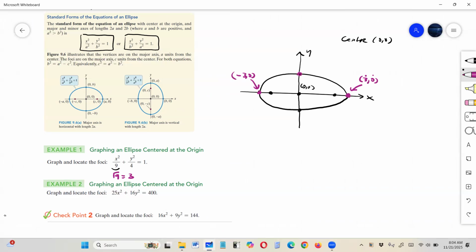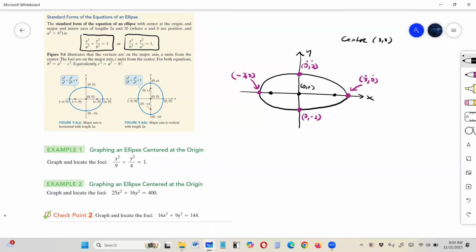Now, for these two locations right here, which you can call maybe the minor axis, the square root of 4, which is 2. So 2 units up from the origin, 2 units down from the origin. So this is 0, 2, right? X and y coordinate, and 0, negative 2. Okay, so I found the four outer points, the two vertices and the other minor vertices.